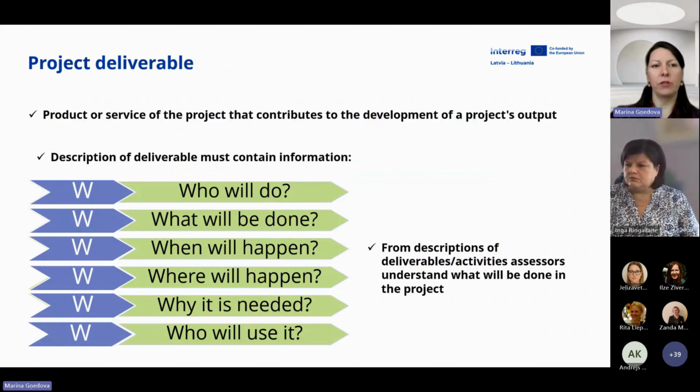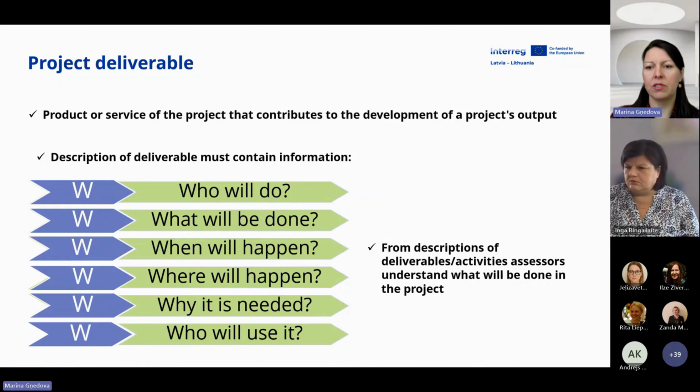The next level, so we are going from activity to deliverable. And what is a deliverable? As I already mentioned, it is a result of an activity. The information about a deliverable must be really detailed so that we understand who will do it, what will be done, when it will happen, where it will happen, why it is needed, and who will use the deliverable.